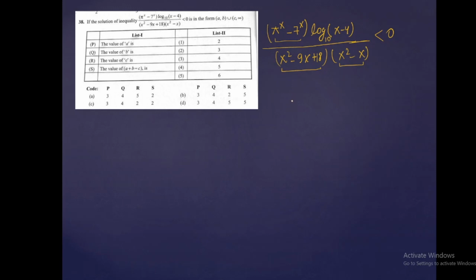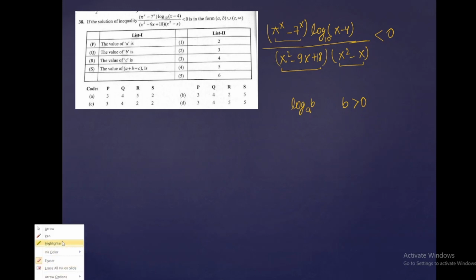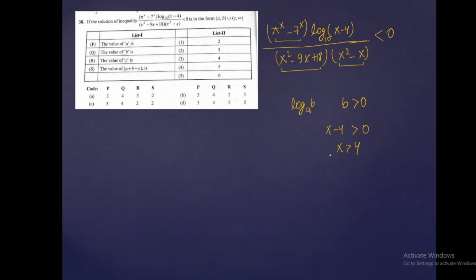So for logarithm, like log a base b, b must be greater than 0. B cannot be 1. No, b can be 1. Sorry, I made a mistake. B can be 1, but b must be greater than 0. So here x minus 4 must be greater than 0, so what we get is that x will be greater than 4.